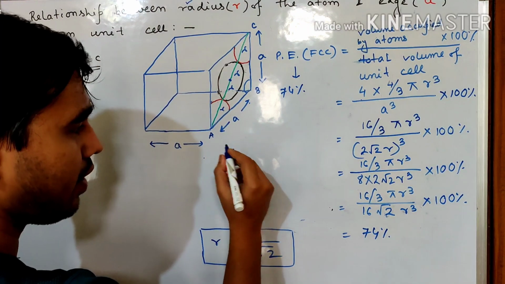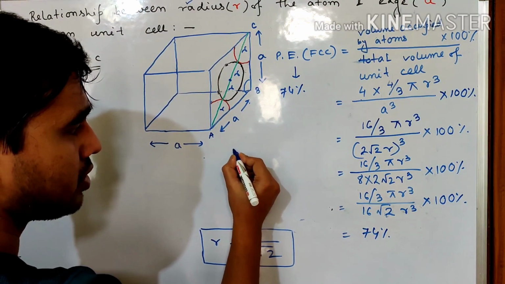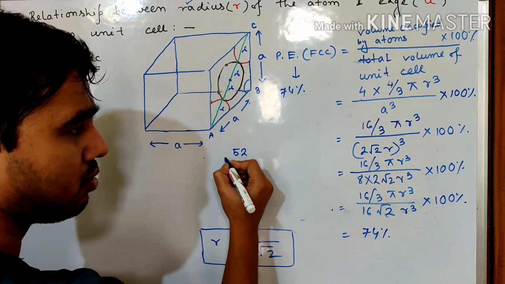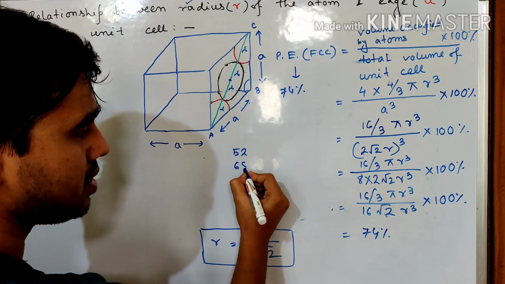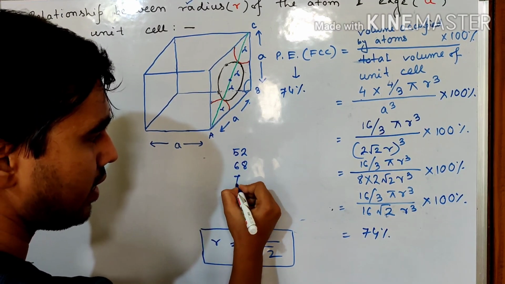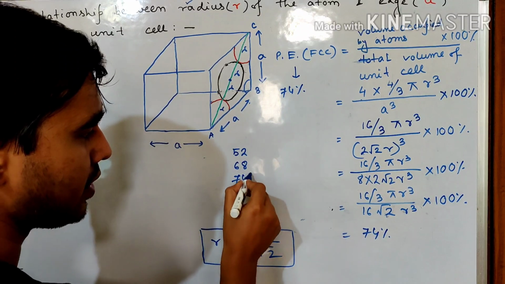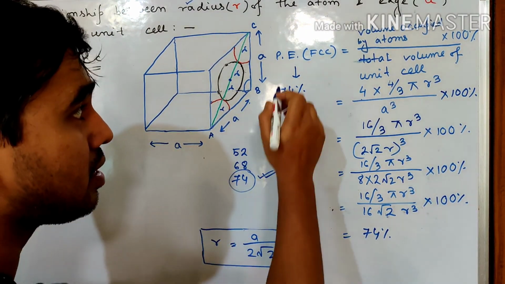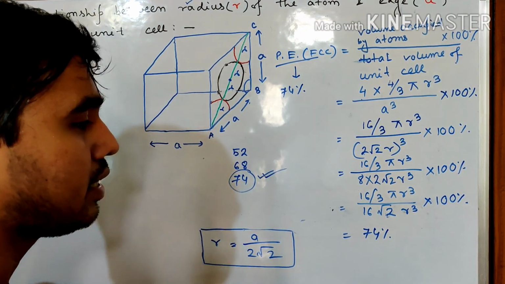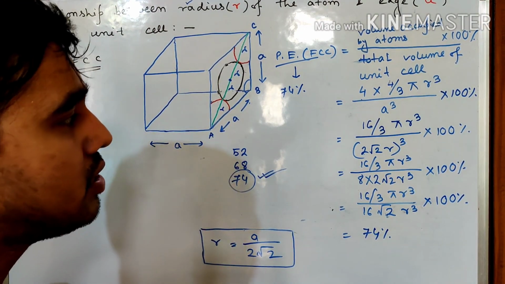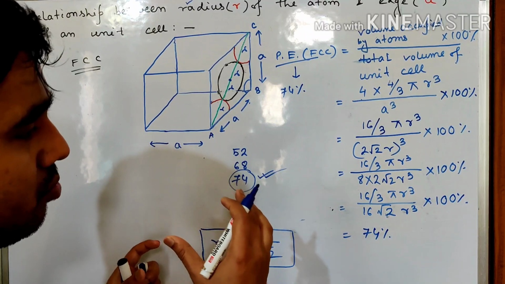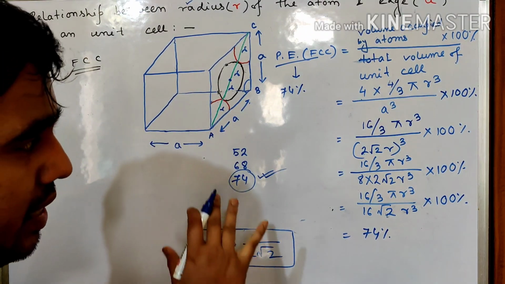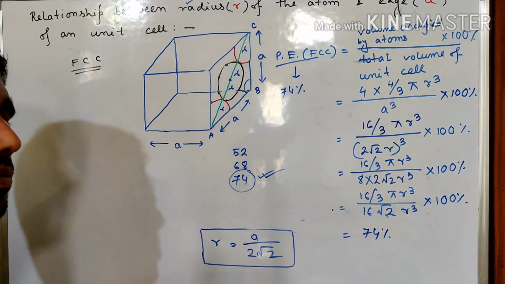So we have got three values. For simple cube, it is 52 around. For BCC, it was 68 around, and here it is 74. So obviously we can see in case of FCC, it is the maximum. That simply means the packing efficiency of FCC is much better compared to BCC or simple cube. That means the atoms are much more closely packed in case of FCC structure.